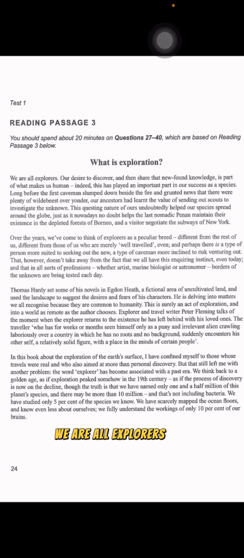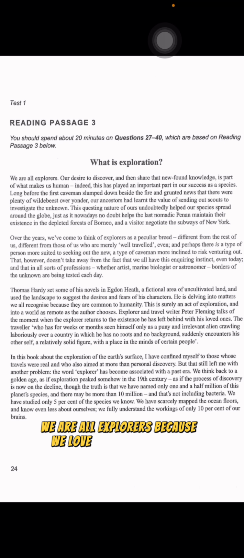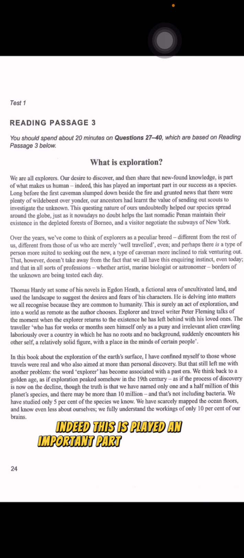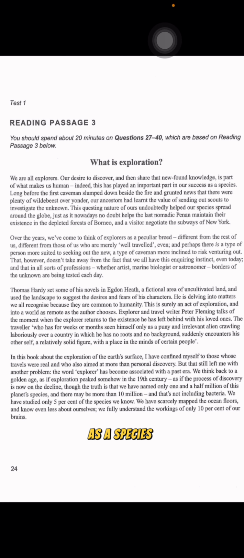We are all explorers. Yes, we are all explorers because we love to explore things, places. Our desire to discover and then share this newfound knowledge is part of what makes us human. This passage talks about us human beings as essentially explorers. We love to explore new things and share our newly found knowledge. Indeed, this has played an important part in our success as a species.